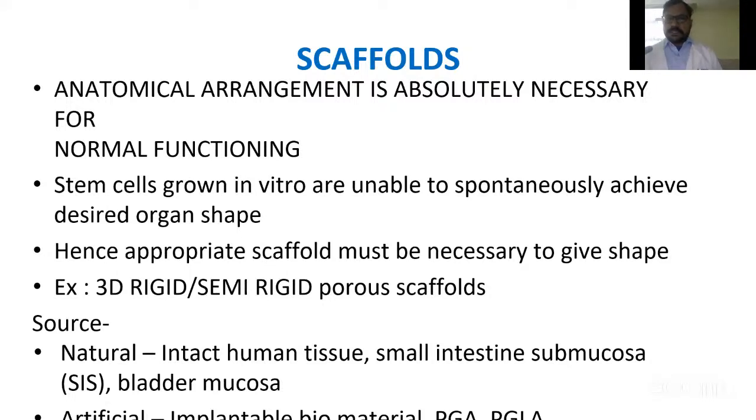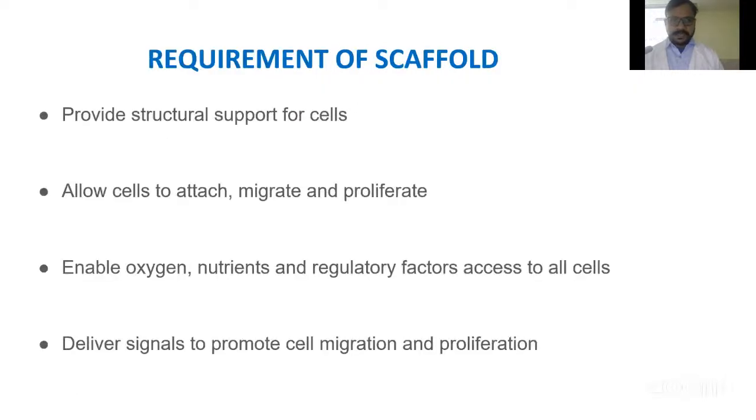Anatomical arrangement is absolutely necessary for normal functioning. Stem cells grown in vitro are unable to spontaneously achieve the desired organ shape. Hence, an appropriate scaffold is necessary to give shape. Example: 3D rigid and semi-rigid porous scaffolds. Natural sources are intact human tissues, small intestine submucosa and bladder mucosa. Artificial implantable biomaterials are polyglycolic acid and polylactide.